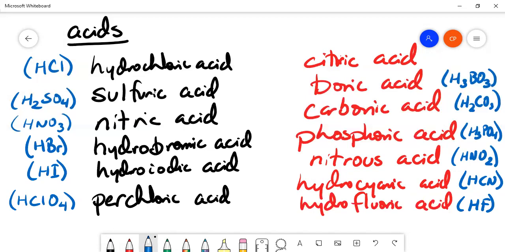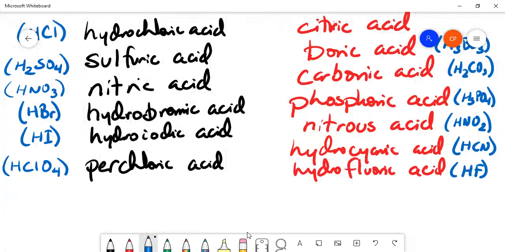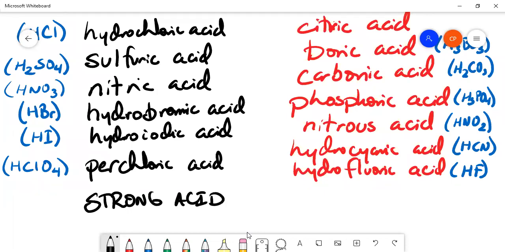Has anybody picked up on the pattern between the left-hand column and the right-hand column yet? I just about gave away the store while I was talking through. Yeah, they're strong and weak acids. That's exactly what I'm on about here. Everybody on the left is a strong acid. Everybody on the right is a weak acid.